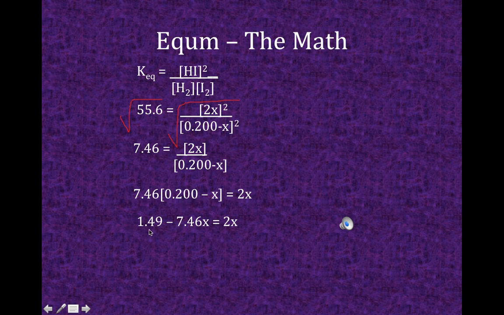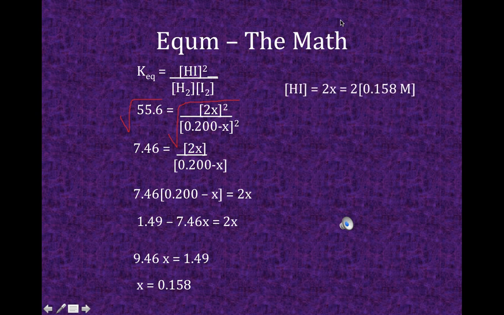So boom minus boom is 1.49 minus 7.46x equals 2x. Now we're going to gather the x's. So we get 9.46x equals our 1.49. And now we're going to divide both sides by 9.46. So x equals 0.158. Then we just have to go back to the original question and see what it wanted. Well, it wants the concentration of HI, which we know at equilibrium is 2x. And so the HI is 0.316 big M.